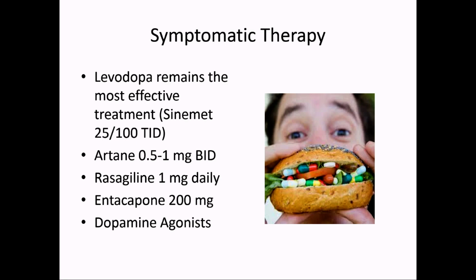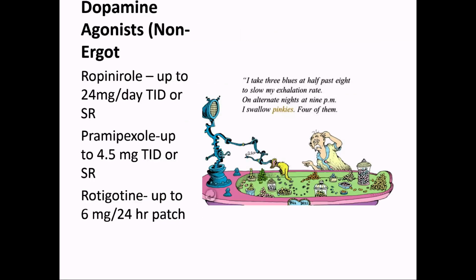Rasagiline, an MAOB inhibitor, or entacapone, a COMT inhibitor, may be added to levodopa to treat motor complications. About a third of patients have a good response to non-ergot dopamine agonists, which are infrequently associated with fluctuations or dyskinesias. Treatment eventually requires supplementary levodopa, but dopamine agonist treatment may be adequate alone for 2 to 5 years. Rotigotine 24-hour patches may help improve compliance compared to the oral preparation, which is prescribed 3 times daily.